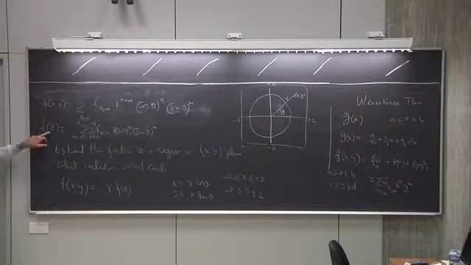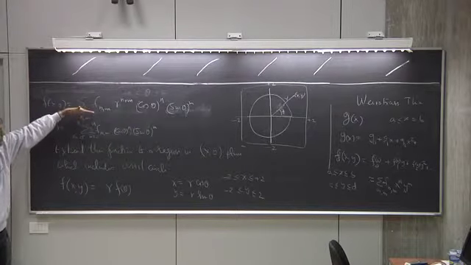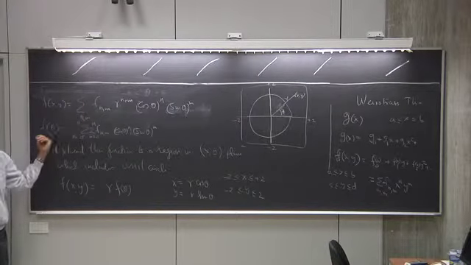To get better and better approximation, I may have to increase this value of capital N and capital M. But what Weierstrass theorem says is that by choosing this capital N and capital M large enough, you can get as close as you wish to the f of theta, right? So this is just the application of Weierstrass theorem, right?